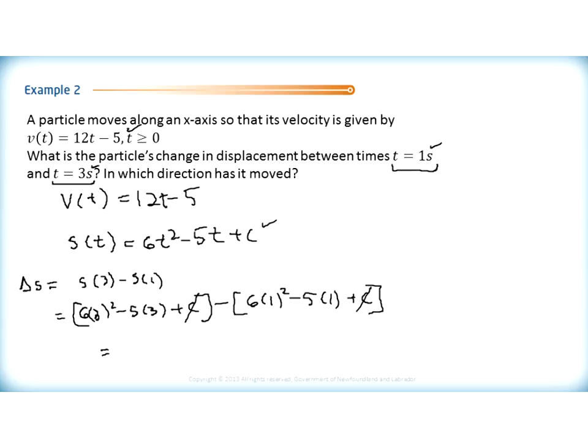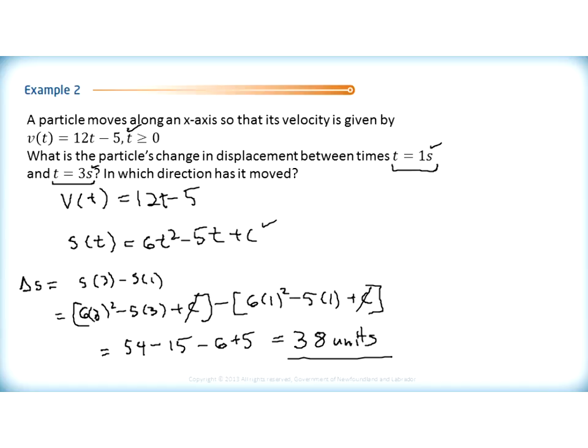So 6 times 3 squared is 54. So it's 54 minus 15. And then we have to change the sign of everything inside on this side. So it's going to be minus 6 plus 5. So if we put all that together, we're going to have 54 minus 15 minus 6 plus 5. So 54 minus 15 is 39. And then the net effect over here is subtract another 1. So we get positive 38. And it didn't give us units, so we'll just say in units. So that's our net change in displacement.